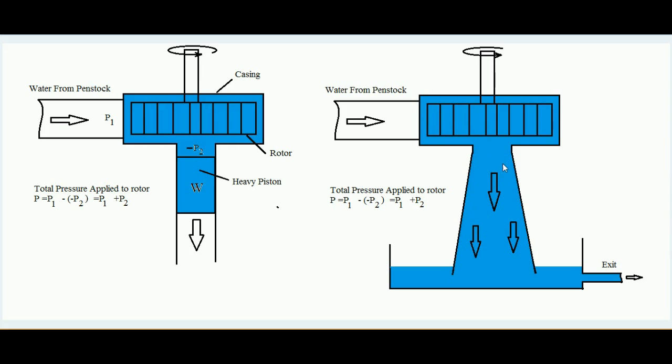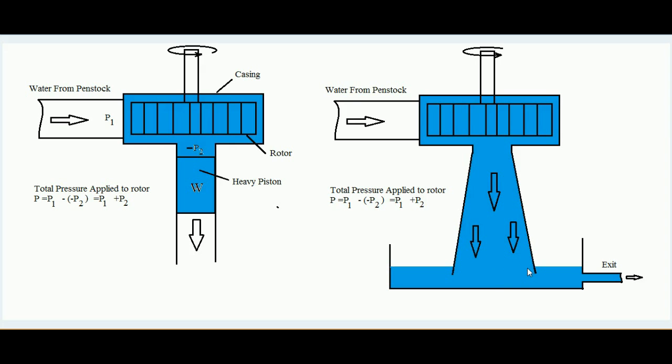Now what is the reason for this diverging type of draft tube? Suppose water is entering the runner with velocity v and coming out with velocity v1, so v1 means it has kinetic energy. When it moves through this diverging draft tube, we know that if we apply the continuity equation over the inlet and exit of the draft tube, then a1 v1 equals a2 v2. Since over the exit the area is larger, the velocity will be smaller. So in that case, what will happen?